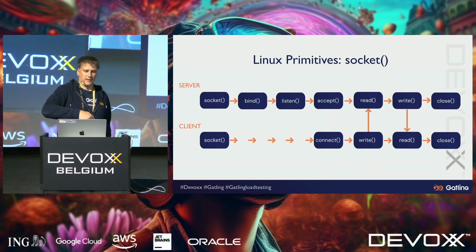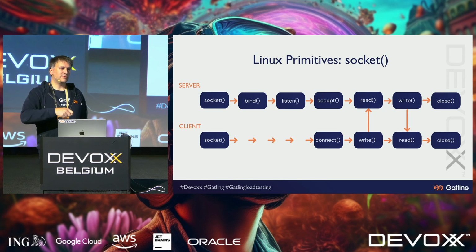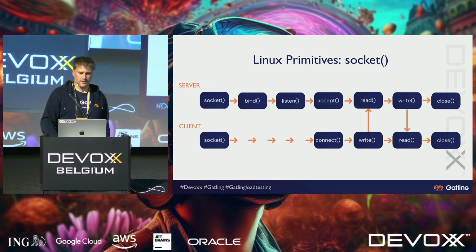And then you'll get the file descriptor of the client socket, where you'll be able to read and write from. On the client side, it's a bit different because you're not listening to a listening port. Instead, you're going to connect onto a remote address, and then same thing, you'll be able to read and write on the client socket.